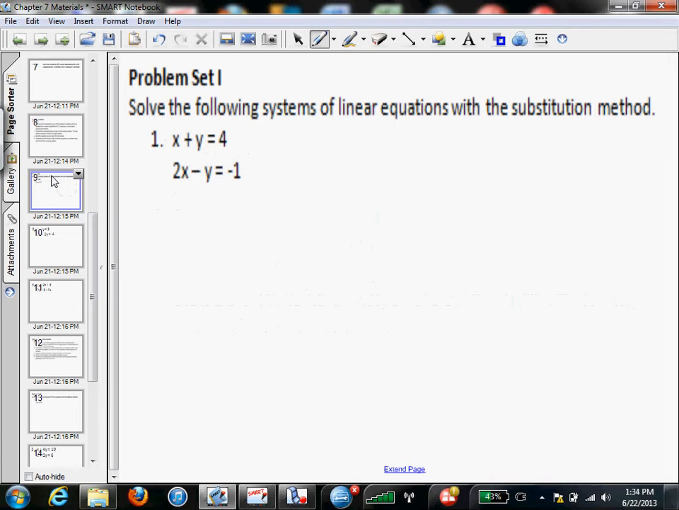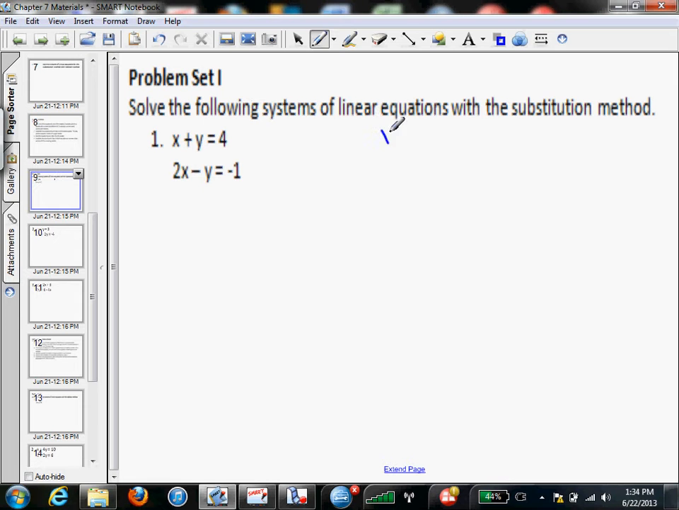Now to actually get our hands dirty and look at some examples, we have this problem set that says solve the following systems of linear equations with the substitution method. With the substitution method, you're going to want to find an equation that's going to be easy to solve for. In this case, with this first equation, x or y would be easy to solve for since there is no coefficient in front of the other. In equation 2, x would be harder to solve for since there is a coefficient in front of it, and the y would not be too bad since there's just a -1 coefficient.